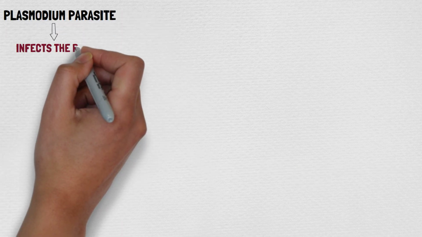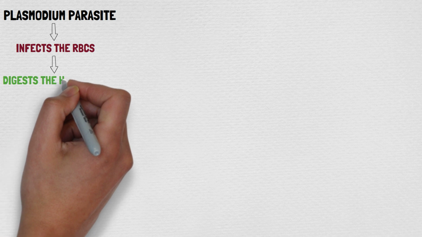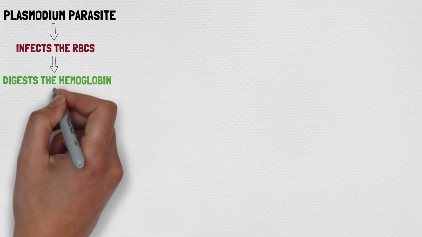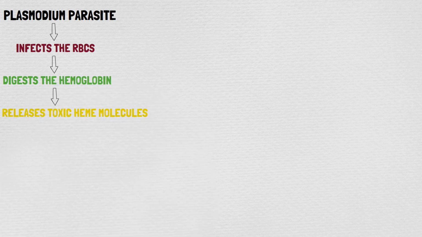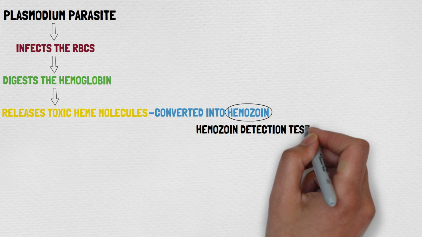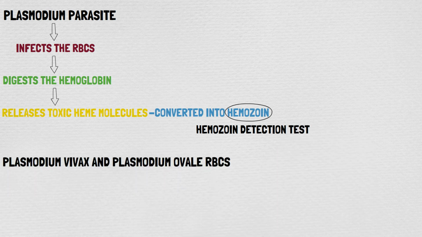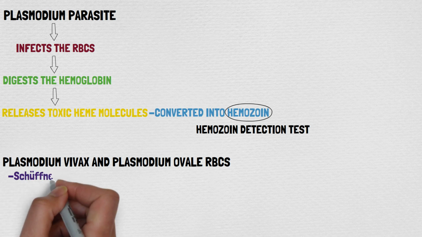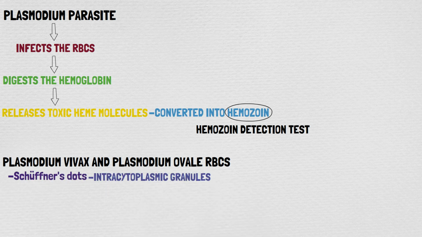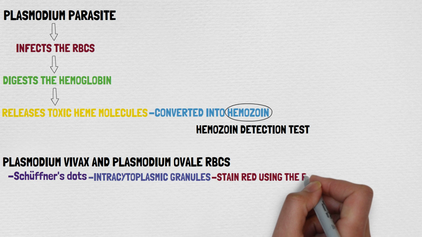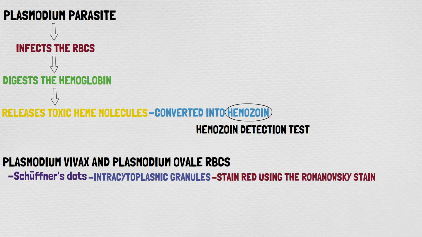When the Plasmodium parasite infects the RBCs, it digests the hemoglobin and releases toxic heme molecules, which are then converted into hemozoin. Hemozoin can be detected in the blood using the hemozoin detection test. Plasmodium vivax and Plasmodium ovale RBCs contain Schuffner's dots, which are intracytoplasmic granules that stain red using the Romanowsky stain.